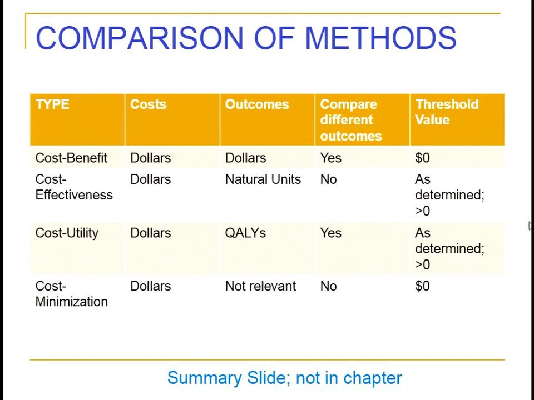And cost minimization is the costs are in dollars, the outcomes are not relevant since they're the same. You cannot compare different outcomes because of that. And your threshold value is 0. You would use the least expensive.